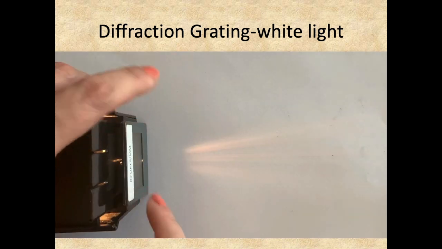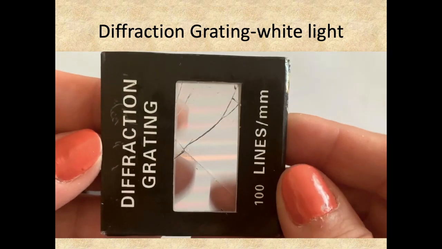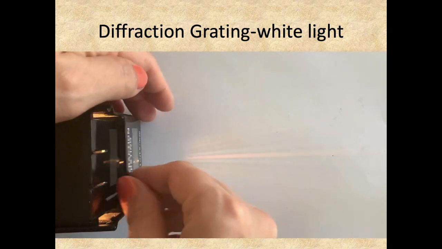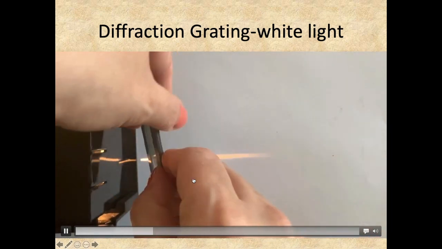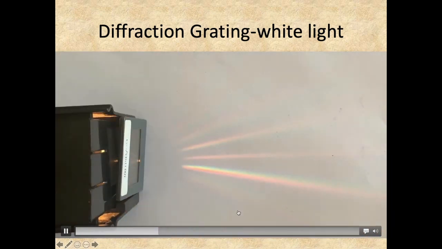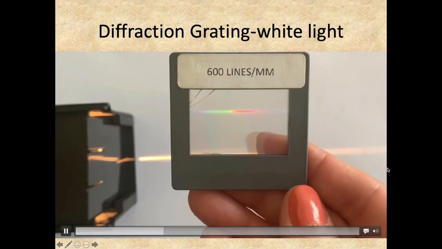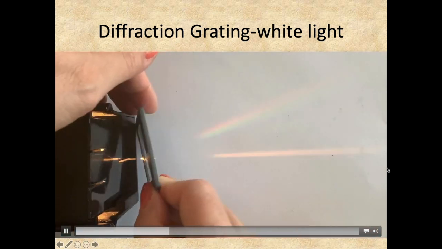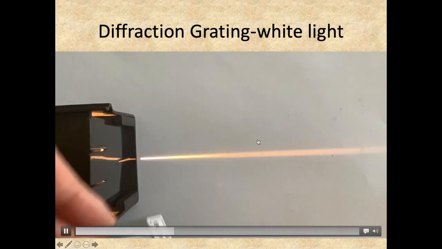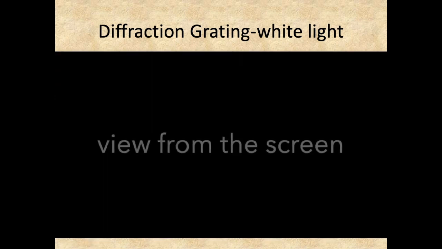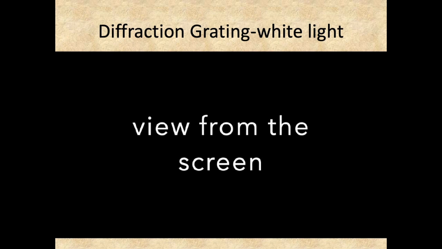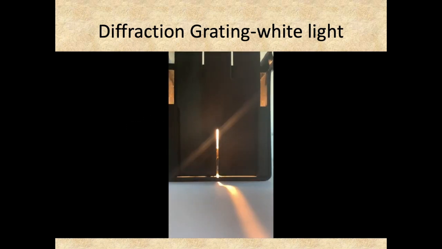All right, let's put the 80 lines per millimeter in front of white light. Let's look with 100 lines per millimeter. See what happens here. With 300 lines per millimeter, we're seeing colors. With 600 lines per millimeter, did they just cut further? And with 1,000 lines per millimeter. Now let's see what happens on the screen.